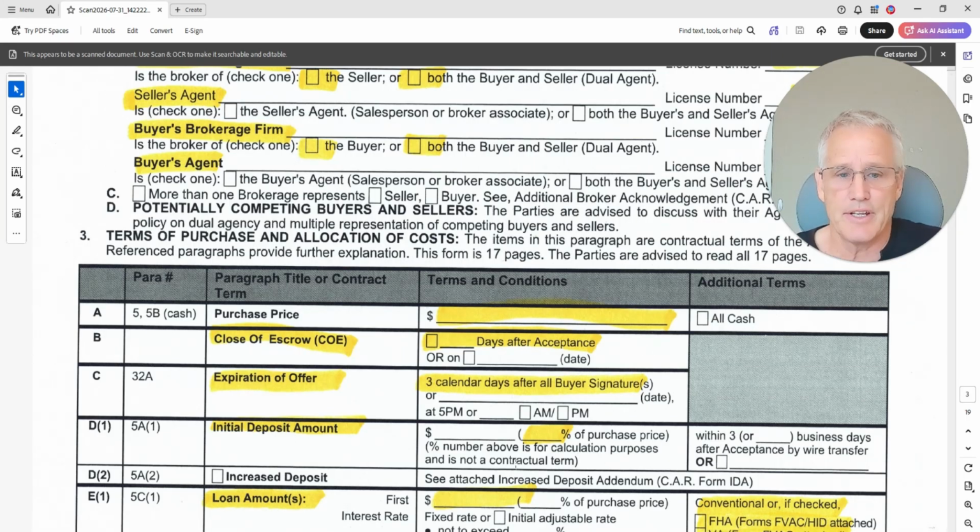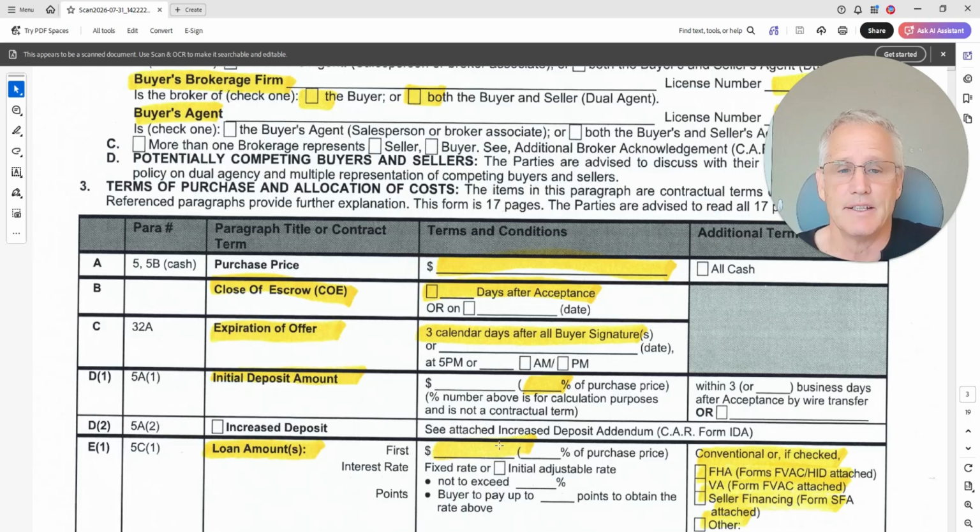Initial deposit of the purchase price. The industry standard here is 3% of the purchase price. And what that equals is liquidated damages, and we'll get into that later in the contract.